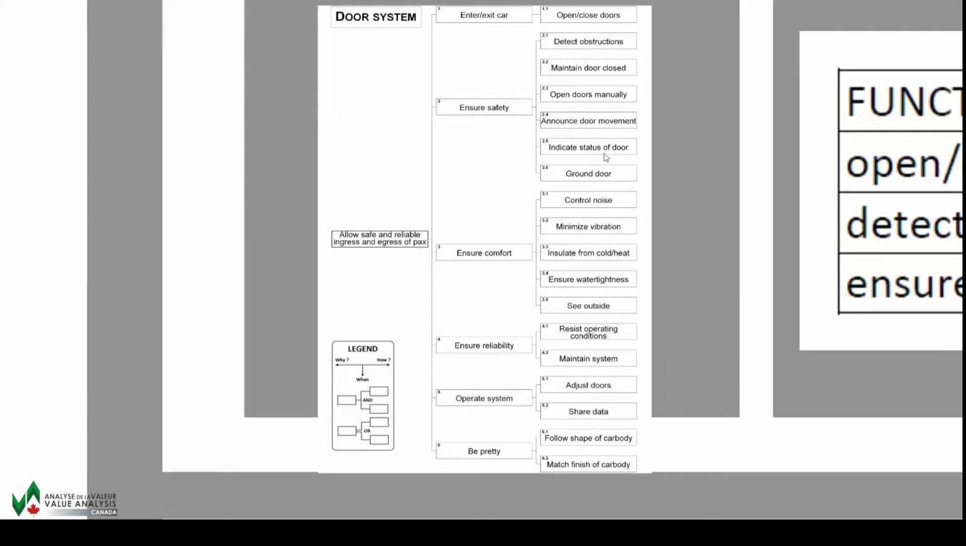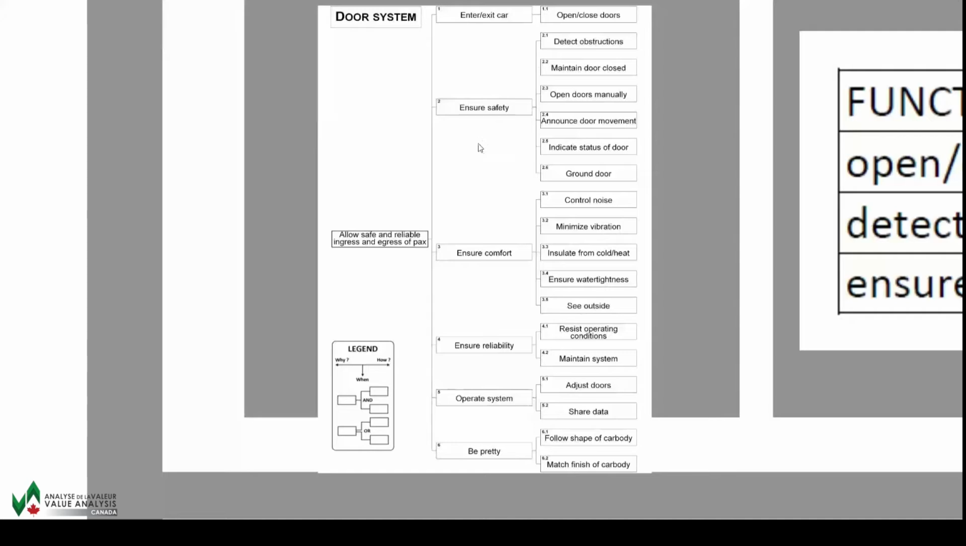You want to indicate the status of the door. If a door is out of order, you want it to be indicated, and you want to ground the door electrically, for example. So all these things have cost associated to them and performance associated to them, and they're not to open and close the door. They're just there to ensure the safety.